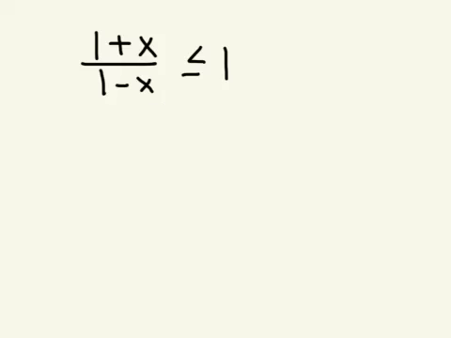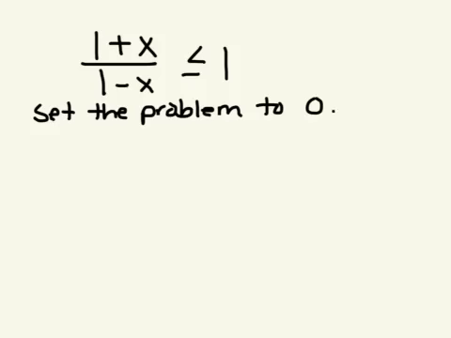Here we have a rational inequality that we want to solve, and our first step for any type of quadratic or rational inequality is we want to set the problem to 0. The reason we want to do that is because whenever you multiply or divide an inequality by a negative number, you have to flip the sign.